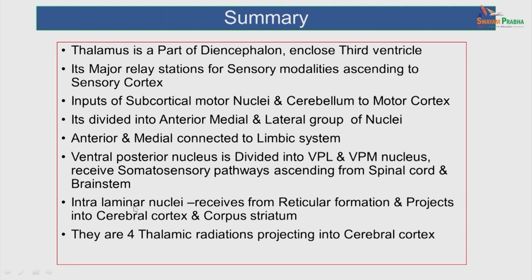The intralaminar nucleus receives from the reticular formation and projects into the cerebral cortex. So, there are 4 thalamic radiations which project through the internal capsule into the cerebral cortex. So, this is the overall view of the thalamus, its various nuclear components, its various connections, receiving from the lower part of the brain and projecting into the cerebral cortex, and the various clinical features it represents if there are lesions in these nuclei. Thank you.